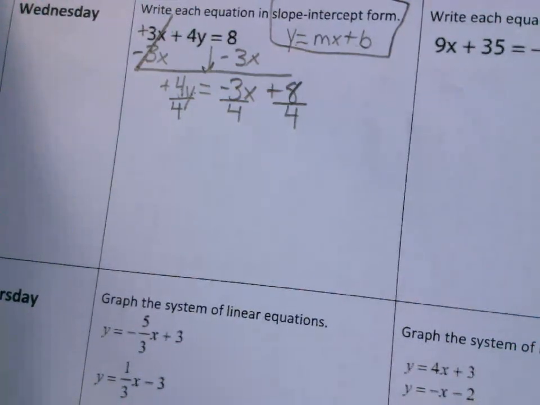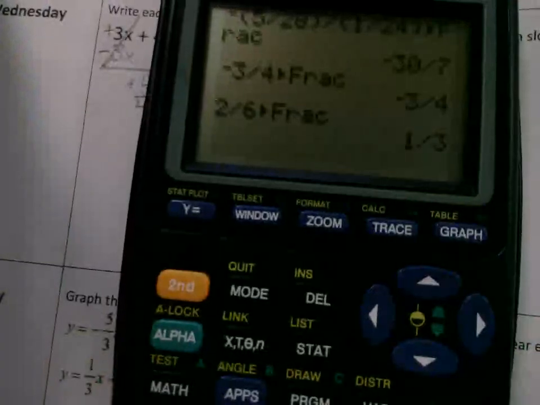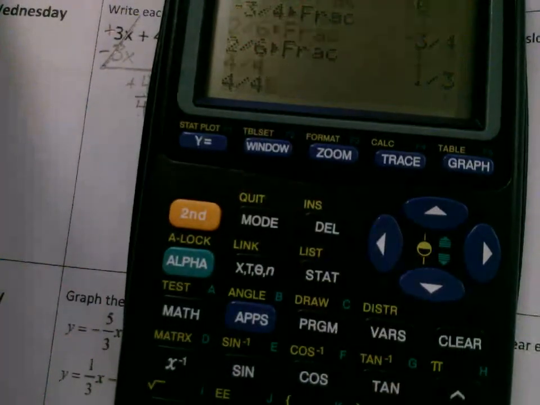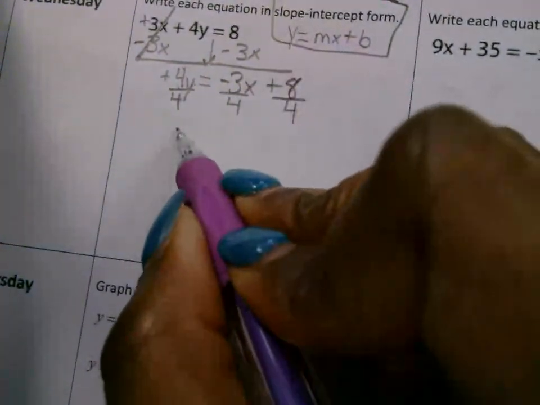Excuse me. What is 4 divided by 4? Look, 4 divided by 4. It is 1. So we're going to put 1y or just the y.